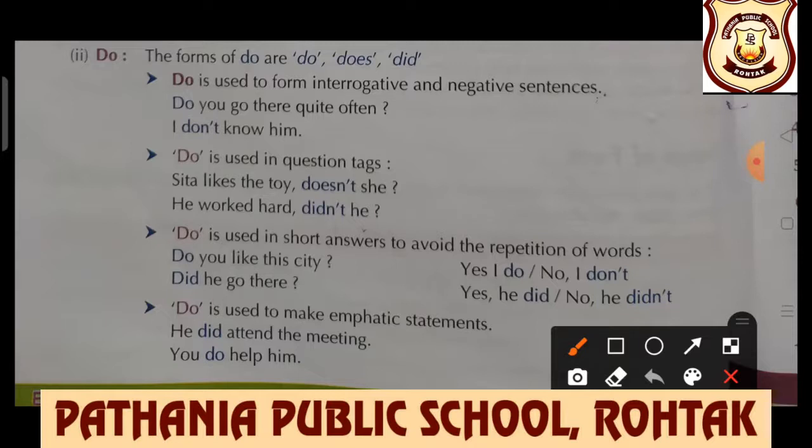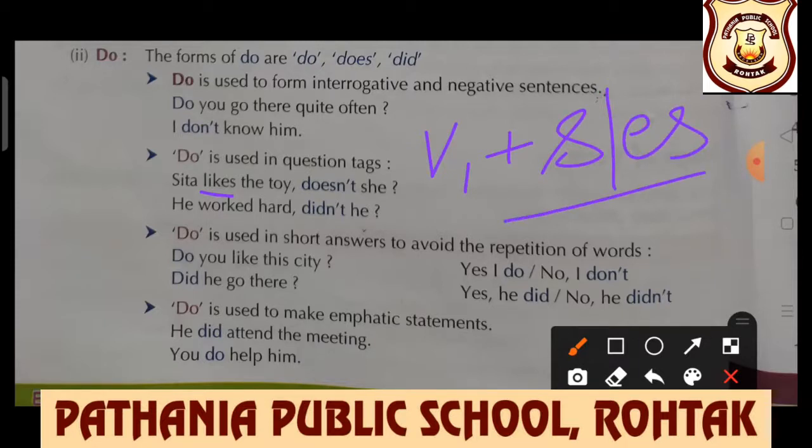Doesn't she? Likes means first form plus s or es that belongs to present tense, and the helping verb for present tense is doesn't. Do and does. He worked hard. Here second form is there, so obviously tag will be in past only. Didn't he?